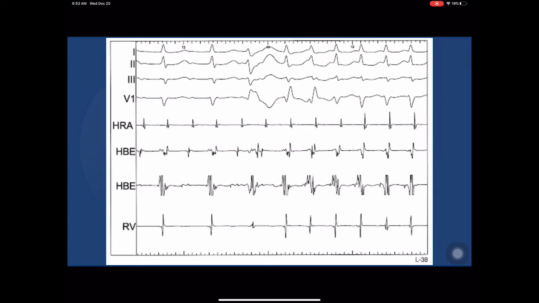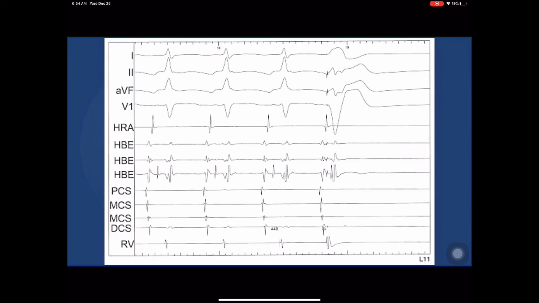So this is a beautiful tracing here to show 2-to-1 block on the left, same mechanism, 2-to-1 block below the His, so a PVC that resets the His system. You almost always have a couple beats of aberrancy, and then it goes back to normal. Okay, so just have to remember that EKG and how it looks. That's almost always a 100% rule.